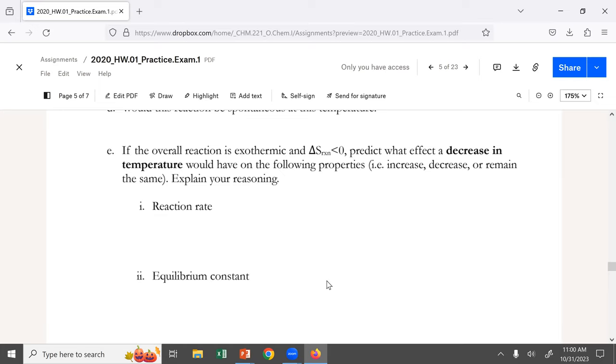More spontaneous means what in terms of equilibrium constant? More negative delta G means a bigger equilibrium constant. We favor the products even more than we already were. With it being so generic here, we can't really say if it was spontaneous or not at the two temperatures. But we can say that decreasing the temperature will make it more spontaneous, which means bigger K, even if K is still less than one, it's bigger K than it was.